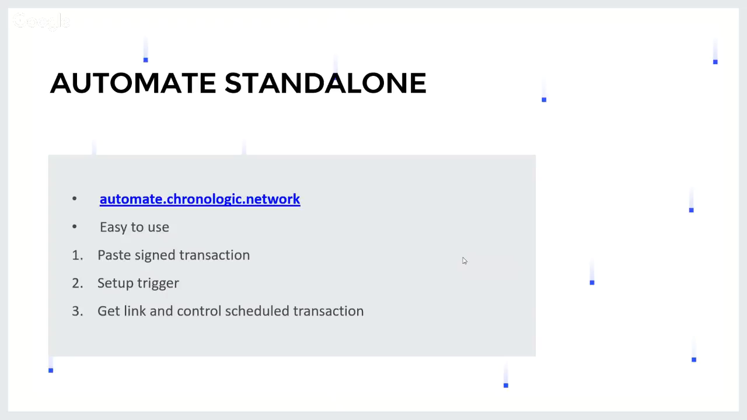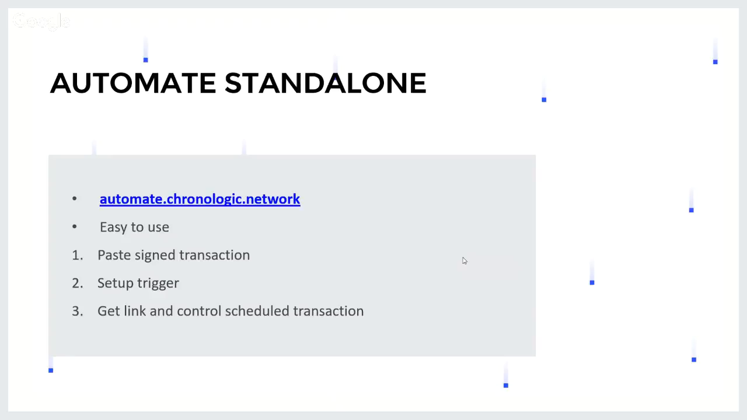So Automate version standalone, here's the link. It's automate.chronologic.network, and you can use it today. Works on mainnet, works on testnets. Very easy to use. You just paste signed transactions. You set up a trigger. Then you get a link, and you can control your scheduled transaction.